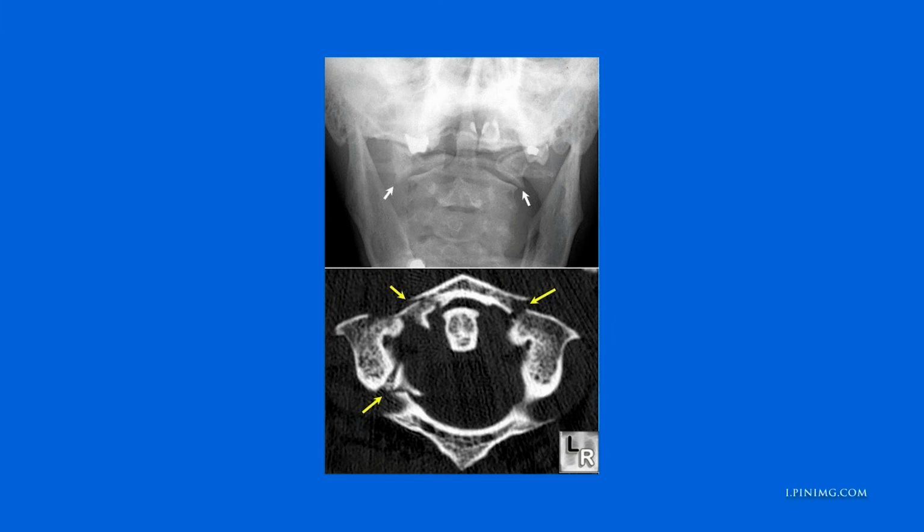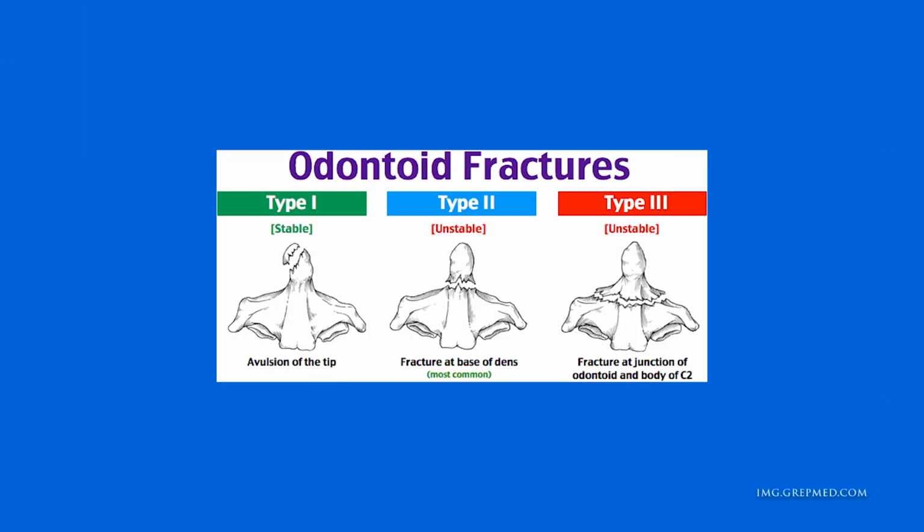With a C1 or Jefferson burst fracture, which is common in vehicle accidents from the head hitting the windshield, a rollover, or other accidents like diving, these patients may only have neck pain and no other deficits. In elderly patients that have experienced low-impact falls or patients that have hyperextended or hyperflexed their neck, they may have an odontoid or C2 fracture.